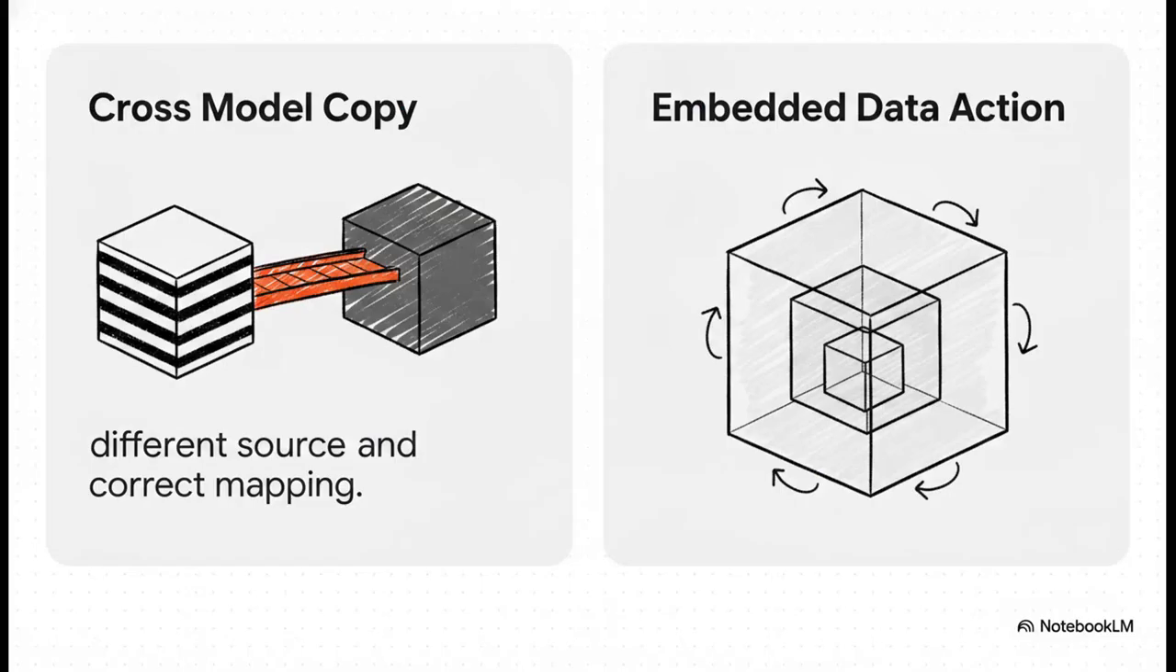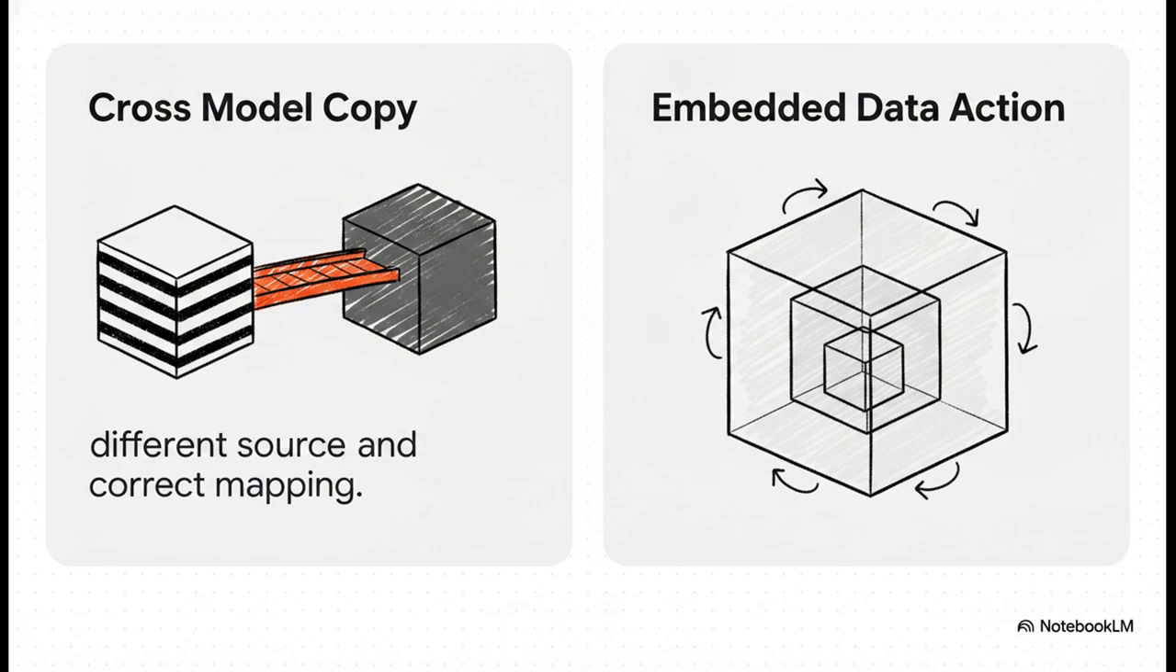Now, what happens when we look at more specialized steps? Let's compare cross-model copy steps with embedded data action steps. For a cross-model copy, the default model becomes the target, and you must explicitly specify a different model as your source. Crucially, you've got to make sure all your dimensions and measures are perfectly mapped between the two so it can actually make the jump.